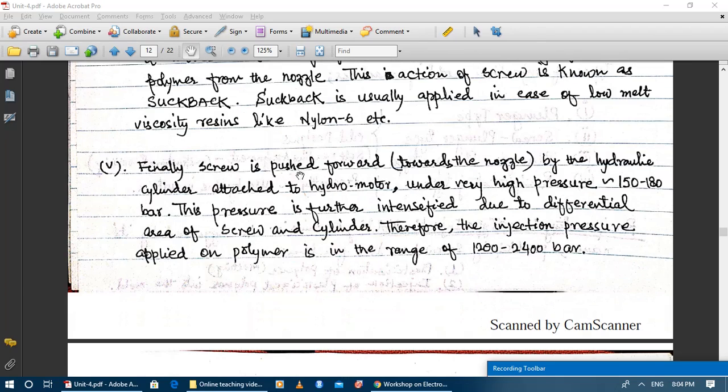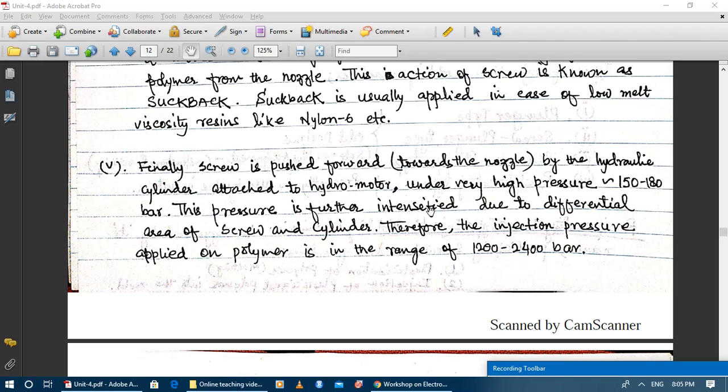Finally, the screw is pushed forwards towards the nozzle by the hydraulic cylinder attached to the hydromotor. Hydromotor is the motor required for the rotation of the screw, and hydraulic cylinder is required for the forward or injection stage of the screw. Under very high pressure, approximately 150 to 180 bar. So this is the pressure at which hydraulic cylinder will operate.